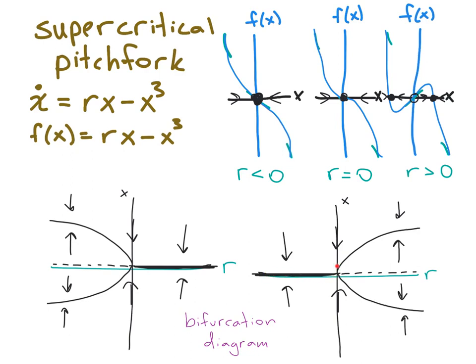Here's the pitchfork bifurcation diagram that we just saw, where we start with one stable state and we branch to three states. Two of them are stable, one of them is unstable. This is also a bifurcation diagram for a supercritical pitchfork. Again, one stable state. Again, when we go to three states, two of them are stable, one of them is unstable.